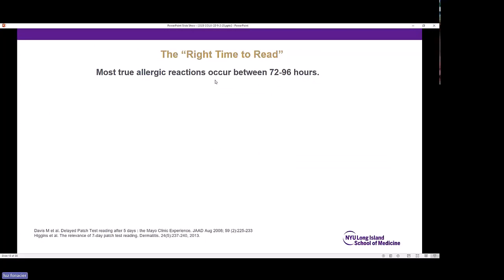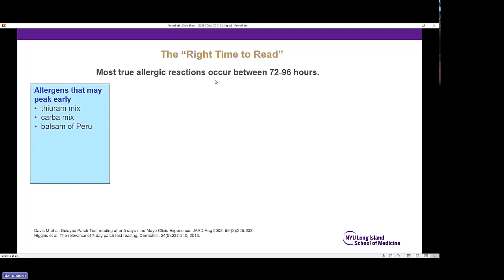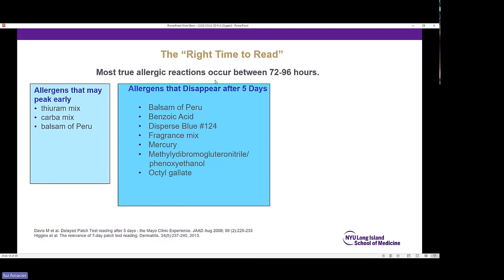When do you read your patch test? Most true allergic reactions occur between 72 and 96 hours. There are allergens that will peak early. Your thiuram and carba mix, they are from rubber, and your balsam of Peru is a fragrance. They can peak between 48 and 72 and 96 hours. There are allergens that will disappear after 5 days.